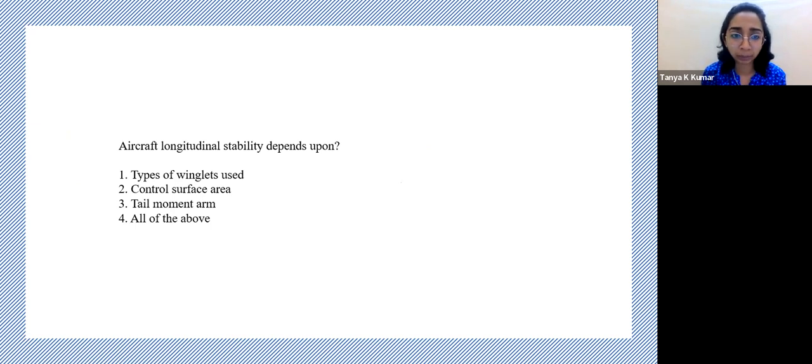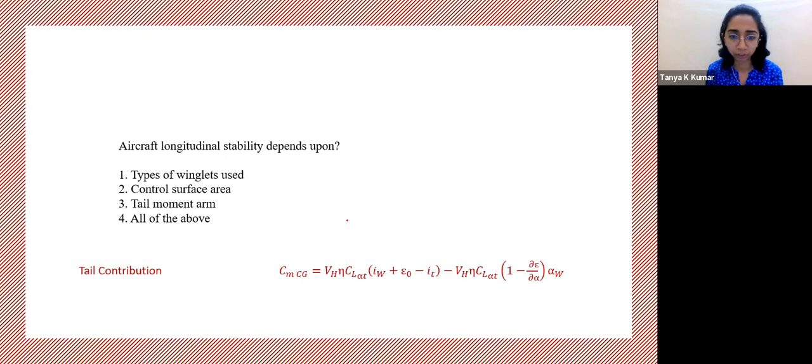Aircraft longitudinal stability depends upon. We just looked into the equation and we have concluded that it depends on the tail. Right? For static stability, you need the Cm alpha to be less than 0, and that comes in only through the tail. What component of the tail contributes towards longitudinal static stability? Let's look into that equation again. Okay, so the tail contribution equation was this, and this contributes towards Cm naught, and this entire thing, including the negative sign, contributes towards Cm alpha. For stability, we require Cm alpha to be less than 0.